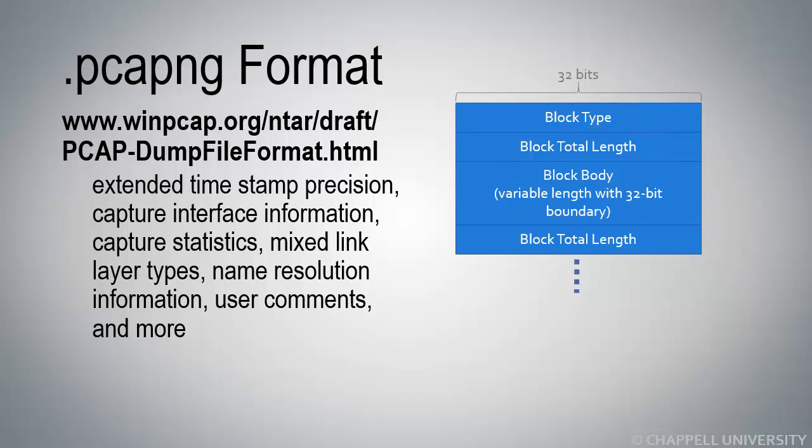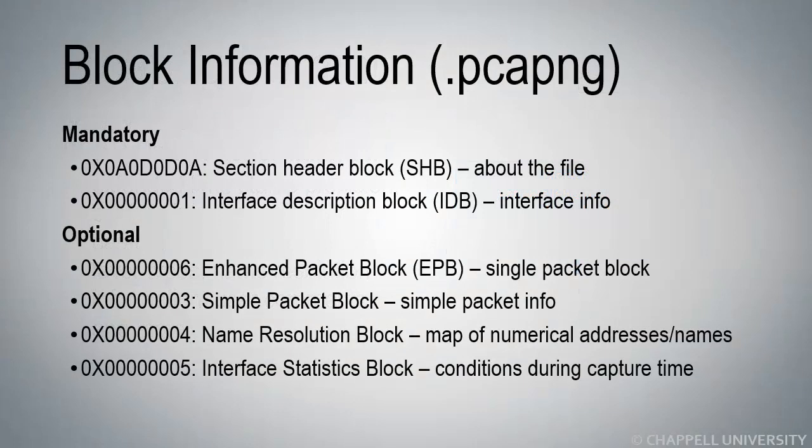Let's take a look at the block types. The first block type is the section header block, and this is required on every single pcapng file. This section header is very similar to the magic number at the beginning. When we see a trace file begin with 0A, 0D, 0D, 0A, we know that that's a pcapng format trace file. This provides basic information about the file.